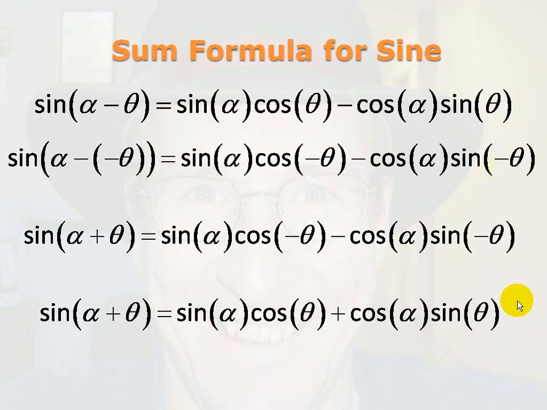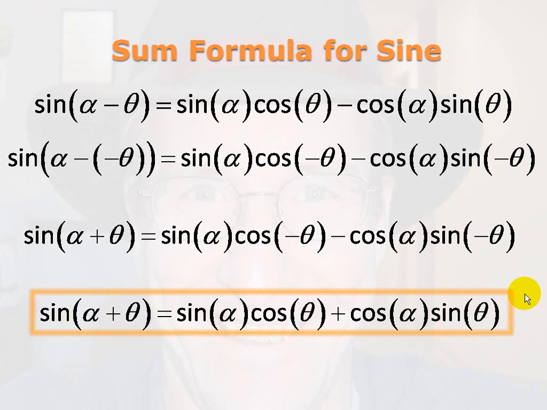Notice here, I just rewrote alpha minus a negative theta as alpha plus theta, because of these two negatives. Now, what we get as the end result is sine of alpha plus theta equals sine alpha cosine theta plus cosine alpha sine theta. And this is our last formula involving the sums and differences that we're going to look at.